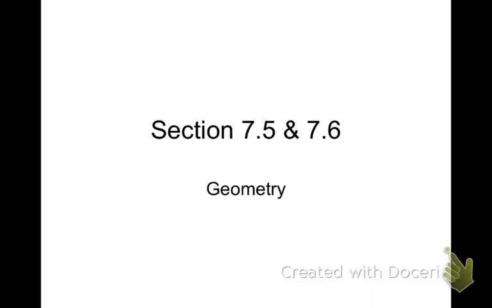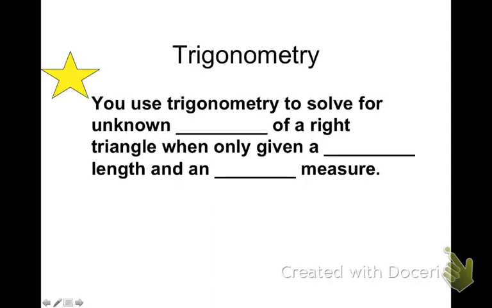On 45-45-90s and 30-60-90s. So now what we're going to be learning is how to use trigonometry. You use trigonometry to solve for the unknown sides, fill in the blanks, of a right triangle when only given a side length and an angle measure.